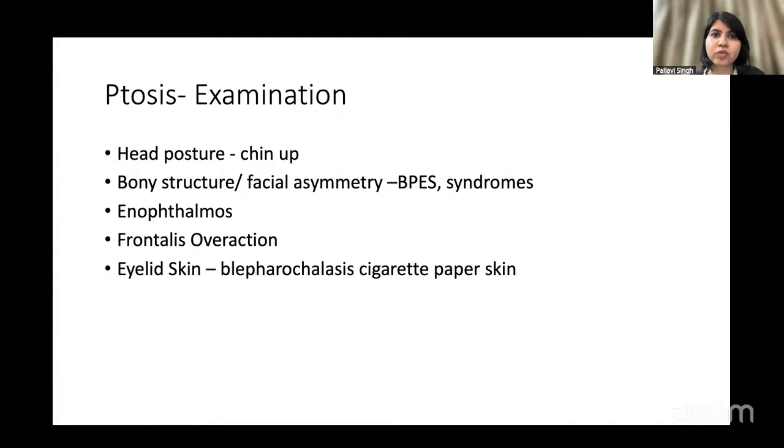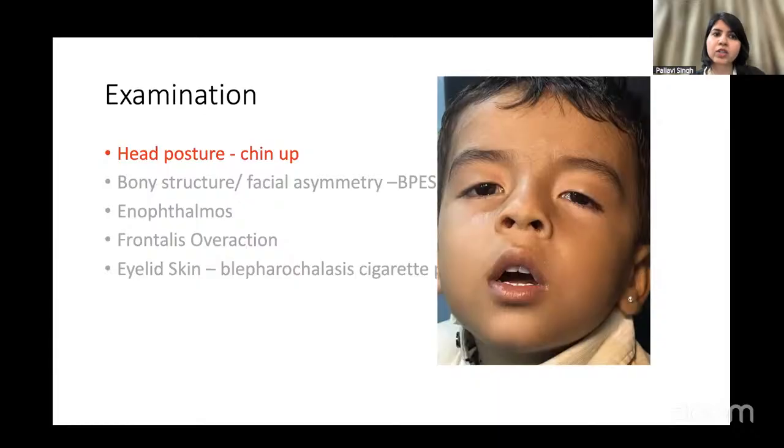Now, what are the things you have to look at when the patient comes to you for examination? We would obviously like to do a general examination, taking the visual acuity, the pupil, the anterior and posterior segment. But specific to ptosis, what are the things that you're going to look at? You're going to see whether the patient has any head, any chin up posture, because when they have bilateral ptosis, in order to see, a patient would always have a bit of a chin up posture.